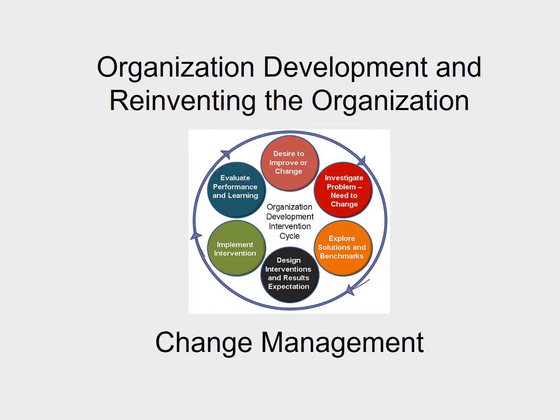The science is turning to previous research to find out what can be done. The practice is then actually implementing it into an organizational change. So at the bottom circle there, we have design interventions and results and expectations. So we've done our research, we've identified our problem, we know what we need to do. We're now actually going to design the specific interventions.